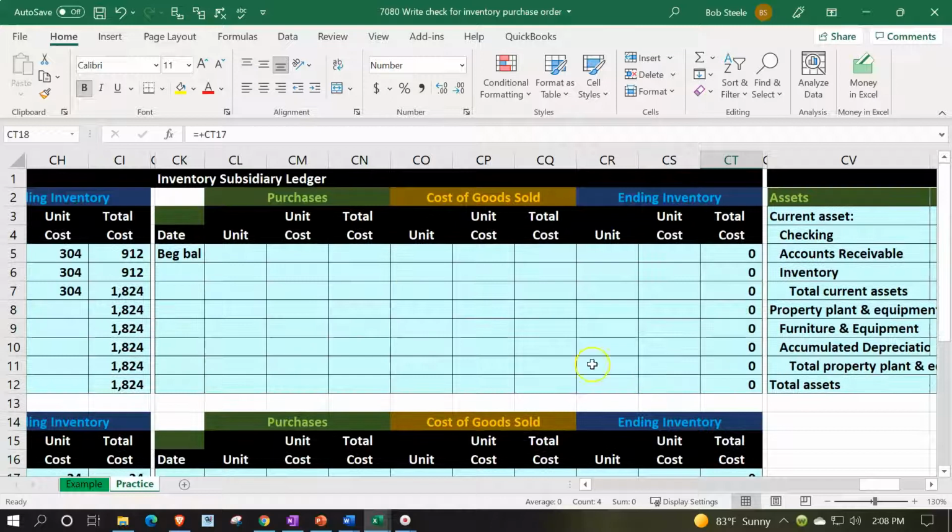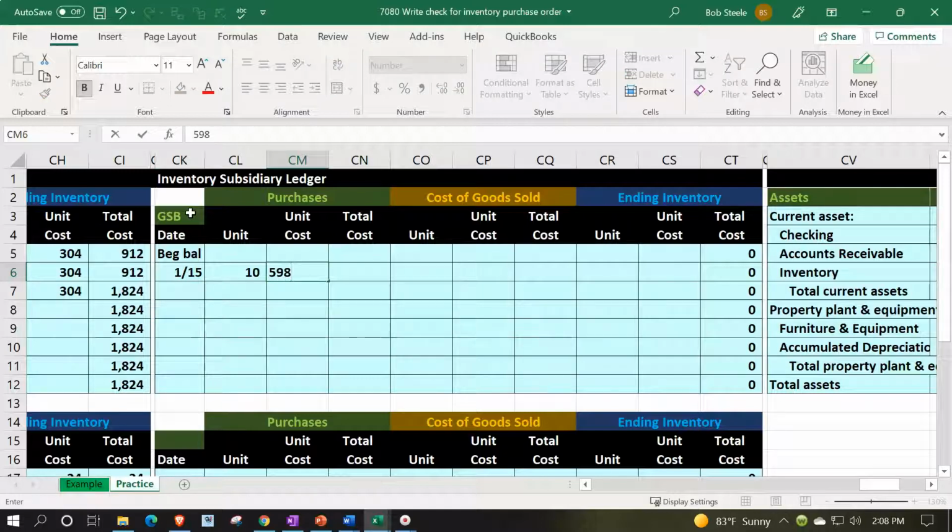Okay, and then we're going to say this is a GSB, brand new guitar. We never bought these before. We didn't have any of these before, but now we do. And this is going to be then 115. On these items, we're going to buy 10 of those, and they cost apparently $5.98. So we're going to say that we have 10 times $5.98.